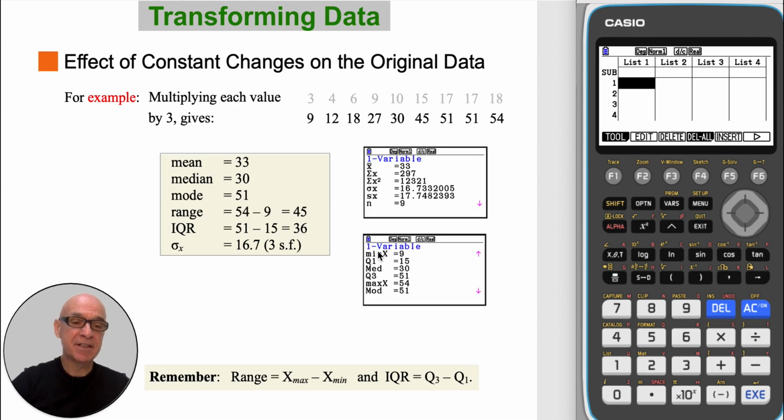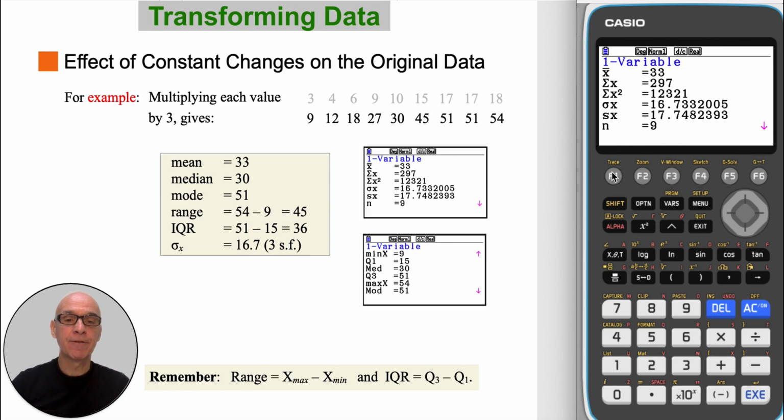Entering this data set into the calculator, so that's 9, 12, 18, 27, 30, 45, 51, another 51, and a 54. And performing a calculation of one variable statistics gives the following results.